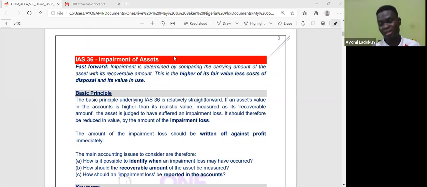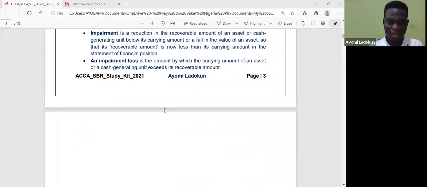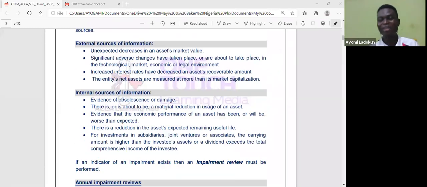So for internal indicators, for example, maybe during the year, fire got part of your plant. It's an indicator to tell you that the plant would have suffered impairment. Another example could be that the performance of the asset is worse than expected. Sorry, everything I'm saying is somewhere in your note. Okay, so the performance of the asset being worse than expected is also a classical example.